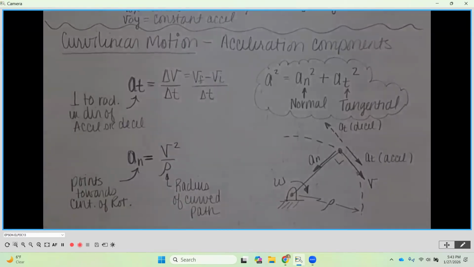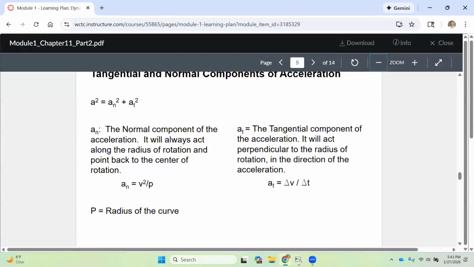So with that, I'm going to go back to our slide. So this is really looking at that. Looking at the normal component of acceleration, it will always act along the radius of rotation. It's going to point to that center of rotation. The tangential is always going to be perpendicular to that radius, and it's going to be in the direction of acceleration. So again, if it's speeding up, it's going in the same direction as velocity. If it's slowing down, it's going to still be perpendicular to that radius, but it's going to be opposing the motion or the velocity.